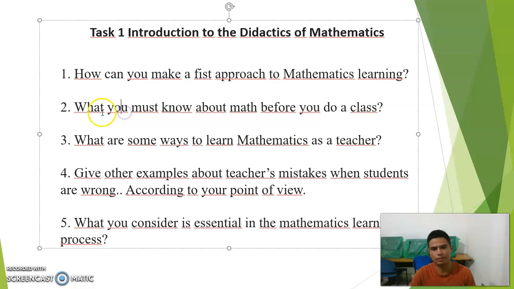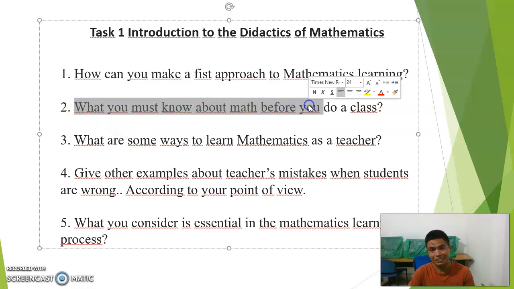And the second question is, what must you know about math before you do a class? What must I know about math before I do a class? Okay. Before I do a class, it's very important to understand the general context of the students. Okay? For example, the personal situation, the cognitive system, the previous learning process, the family situation, the social situation.